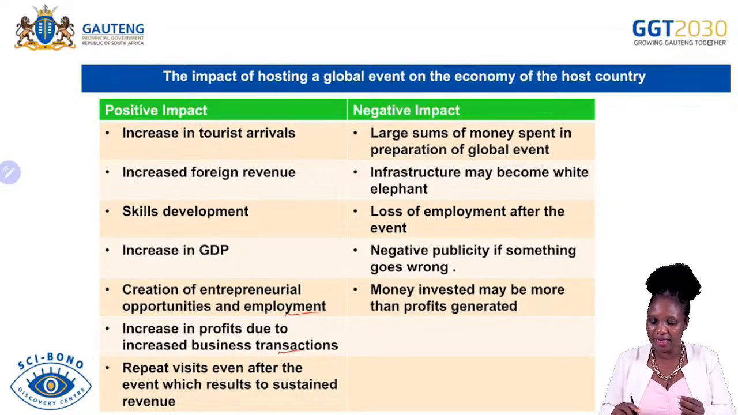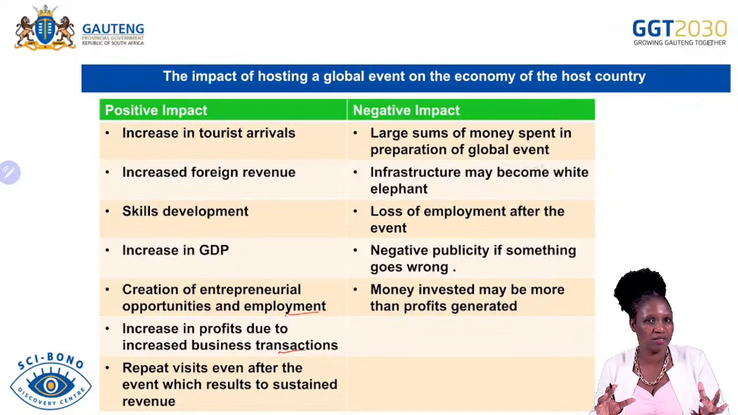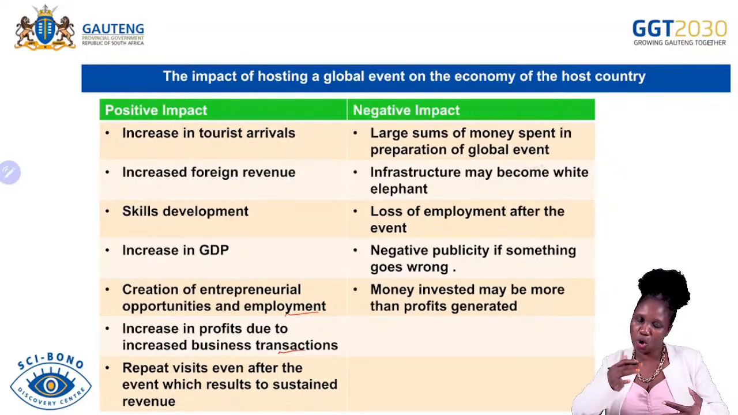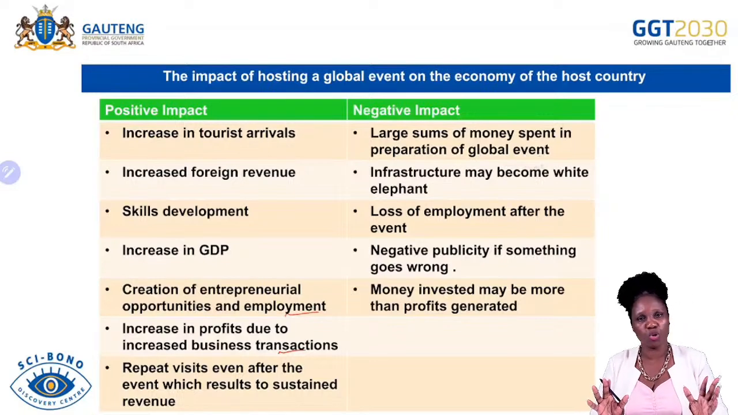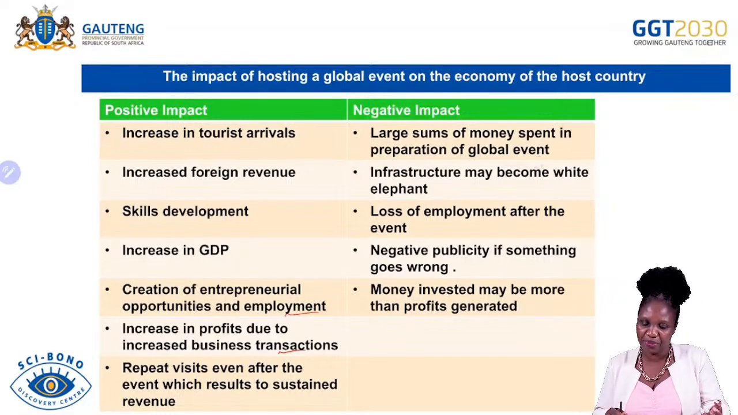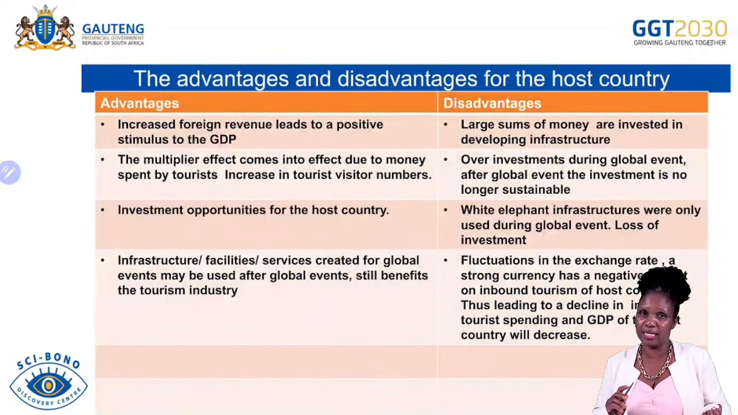All right. And then loss of employment after the event. Remember, when we are the host, there will be a lot of employment opportunities. But these will be temporary because they will be catering for the global event. When the global event is over, then people lose their jobs. There will be retrenchment. All right. And then negative publicity if something goes wrong. And then money invested may be more than profits generated. Okay. Let's move on, grade 12s.